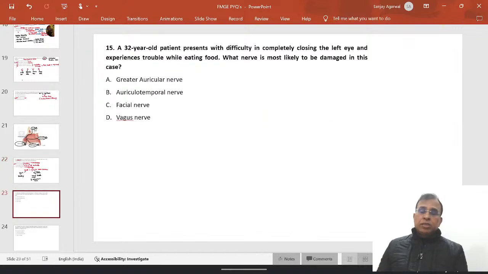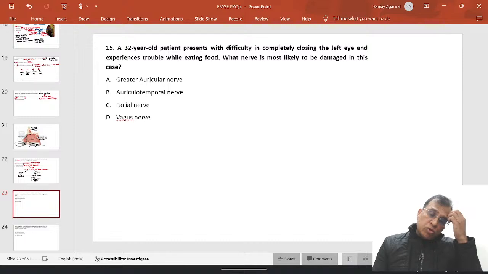So we'll go to question number 15, which says a 30-year-old patient presented with difficulty in completely closing the left eye, is not able to close the left eye, and experiences trouble while eating food. So eating food is also having a problem. Which nerve is most likely to be damaged in this case? Is it the greater auricular nerve, auriculotemporal nerve, facial nerve, or vagus nerve? What comes to your mind? I think it's very straightforward. It was asked last year only. It's a very simple question, right?